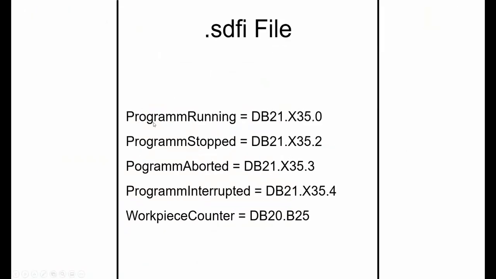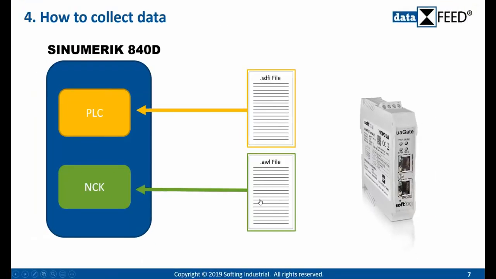The .sdfi file says program running can be found in data block 21, byte 35, and bit 0. If you want to collect data program stopped, you have to query data block 21, byte 35.2. And also there could be a workpiece counter in the PLC part, and correspondingly you have to change the actual place where it's saved in the PLC part. So this is what the SDFI file is all about.